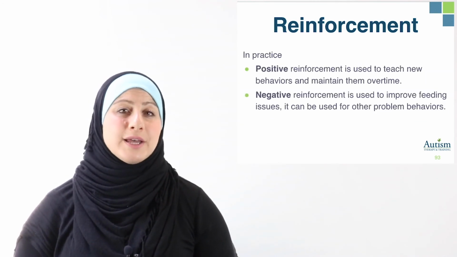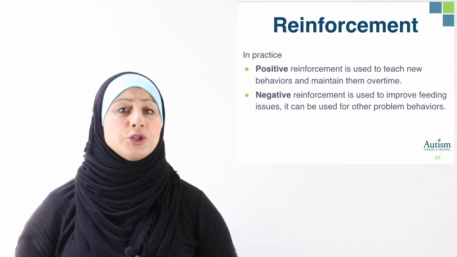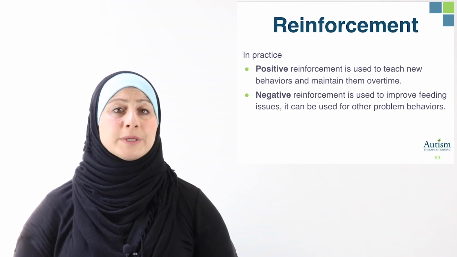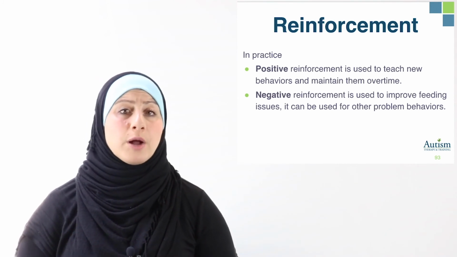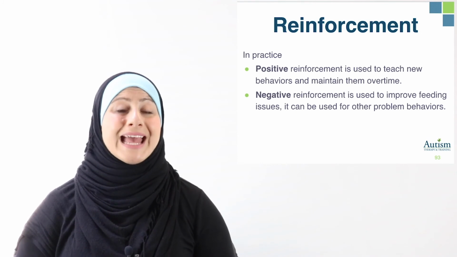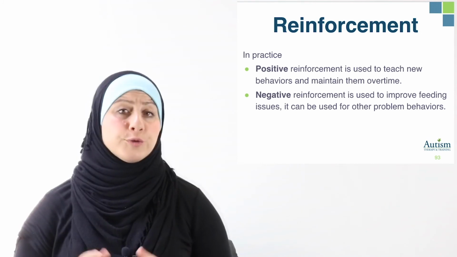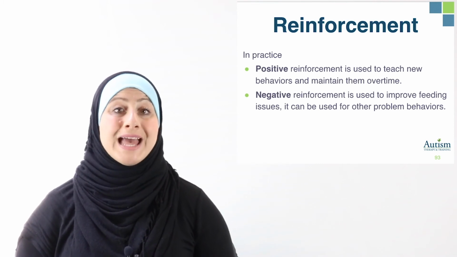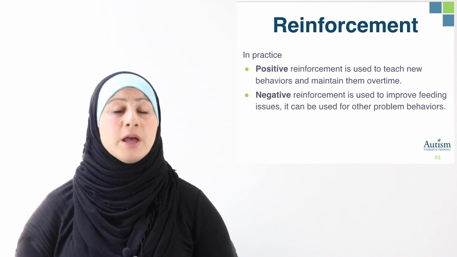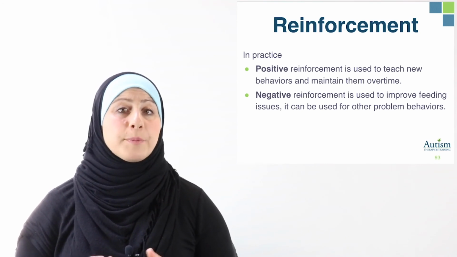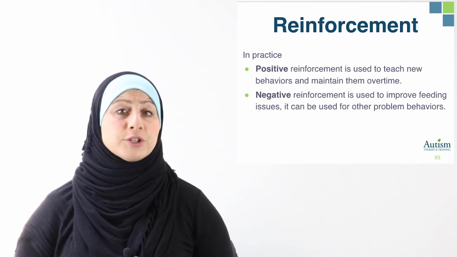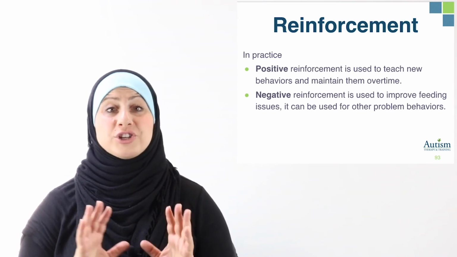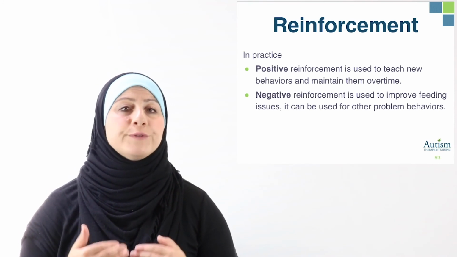In practice, positive reinforcement is used to teach new behaviors and maintain them over time, while negative reinforcement can be used to treat feeding problems, improving student learning, and other problem behaviors. Food refusal in young children is a primary example of children escaping food, and therefore their behavior is maintained by negative reinforcement. The parent puts a spoonful of food in front of the child and the child pushes the spoon away. The behavior of pushing the spoon works in that it removes the food.